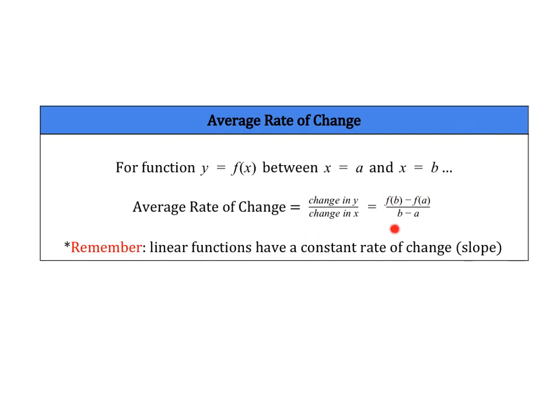So again, you can find the average rate of change between any two x values on a function by essentially doing the slope formula. Here's a quick reminder that linear functions have a constant rate of change, which is their slope. So if you're ever asked to find the rate of change between any points on a linear function, you can save yourself a little bit of time. It's always going to be the slope of that function.